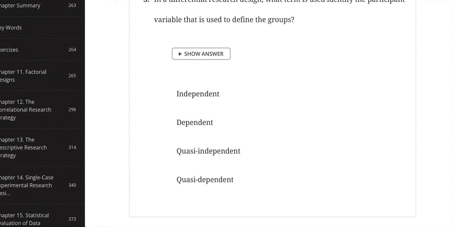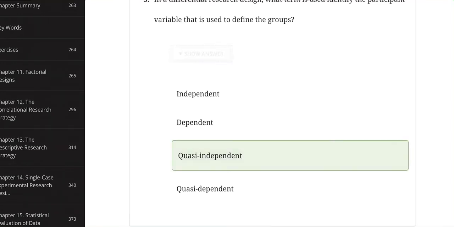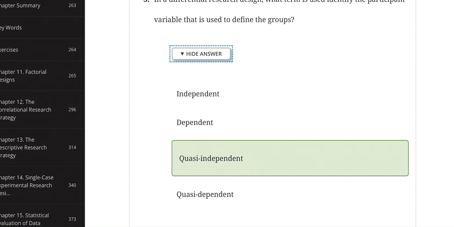So if it is not truly being manipulated, if a participant variable is the thing that is already part of the participant, like age, gender, etc., and it's not truly being manipulated, and you know that goes along with differential research design, because again, that's non-experimental, then it would have to be a quasi-independent variable. Sorry. Again, if it was an experimental design, you could say independent, but it is quasi-independent.